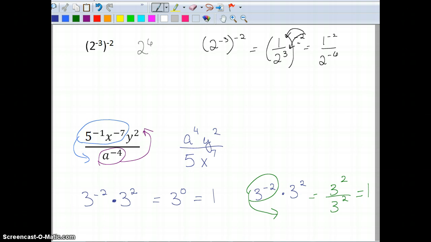Well, now I need to move these guys. 2 to the negative 6 is going to go up to my numerator. 1 to the negative 2 is going to go down to my denominator. That gives me 2 to the 6th over 1 squared. 1 squared is just 1, so I'm left with 2 to the 6th. So there's multiple ways to get to the same place, and it's all based on you understanding how these rules work together.